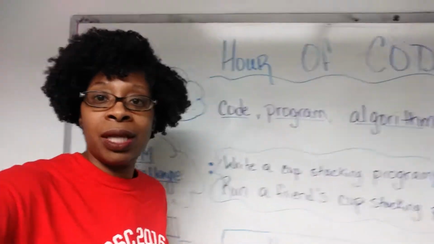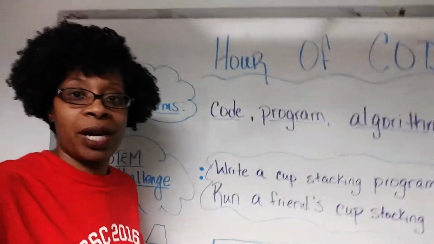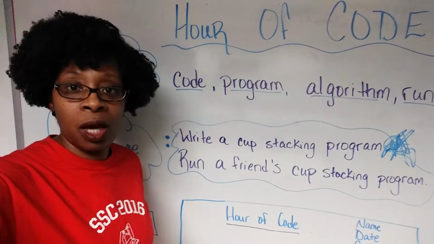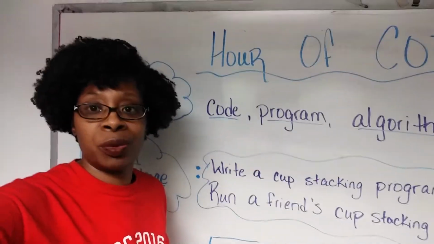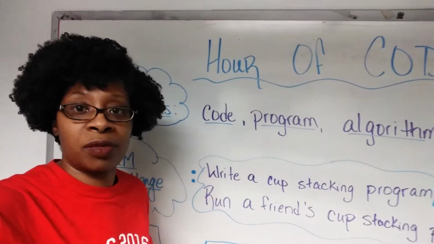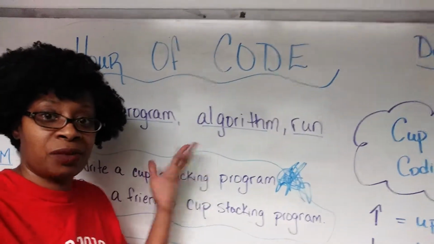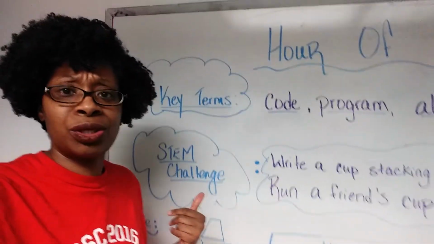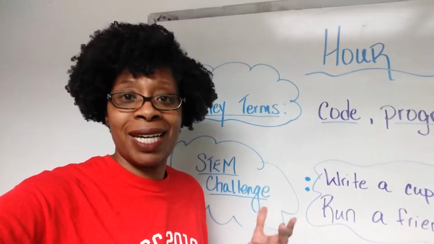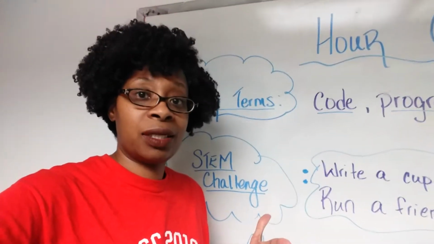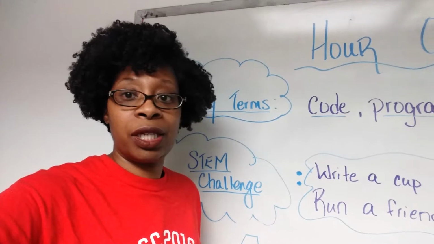So anywho, let's talk a little bit about this Hour of Code activity that we're doing this week with some of our Bronx House students. We are learning some key terms. We've got code, program, algorithm, and run. And our students are going to do an offline activity and online activities depending on what age group they are in here at Bronx House.